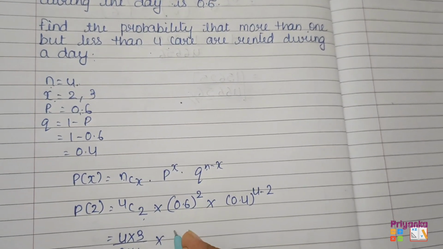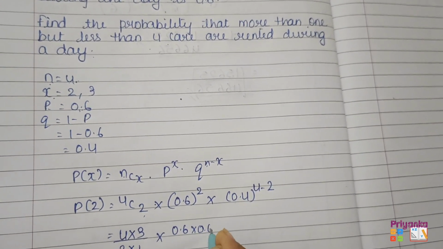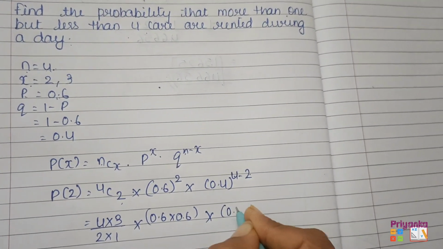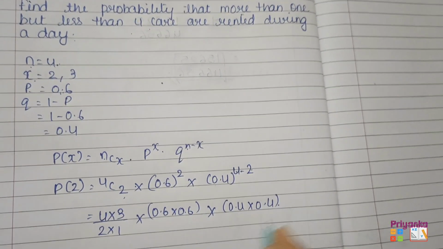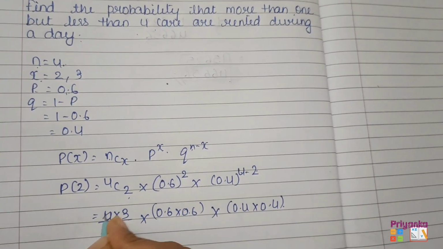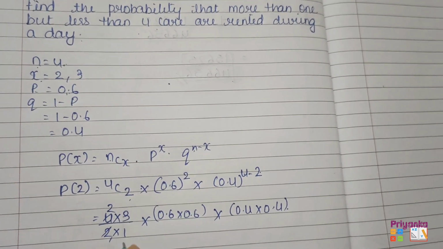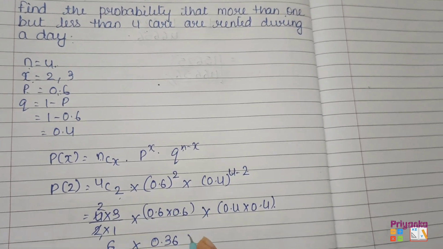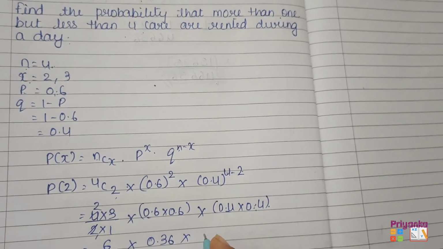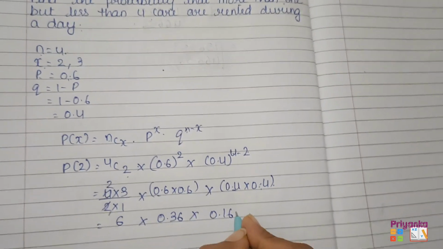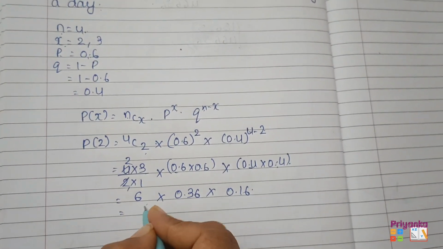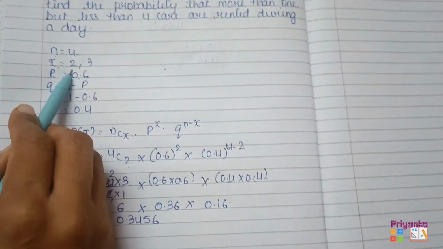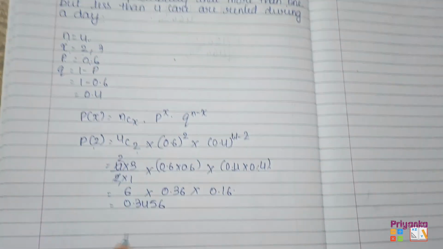Next it is a square, so 0.6 into 0.6 will be multiplied. Next 4 minus 2 is obviously a square again, so 0.4 into 0.4. Now this will cancel: 2 1s are 2, 2 2s are 2, 2 3s are 6, it becomes 6. If you multiply you will get 0.36. If you multiply you will get 0.16, and if you multiply all of these numbers you will get 0.3456. So once we kept x value as 2, now we'll keep 3.